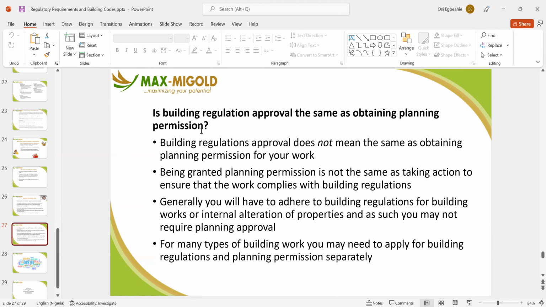Generally, you will have to adhere to the building regulations for your building works or internal alterations of the property, and you may not require planning approval. For many types of building, you may need to apply for building regulation and planning permits separately. Of course, that's what happens in Lagos. You apply for it separately. You have your building regulation approval. You also have your planning permit approval separately for different structures.